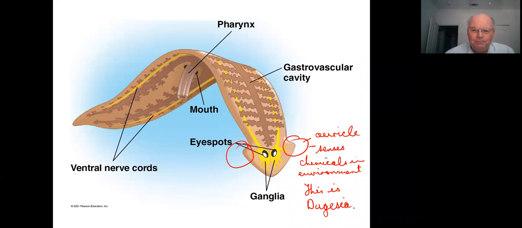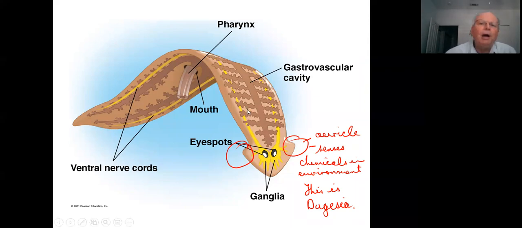And so when a planarian is on the hunt, like that flatworm that chases down earthworms, you can actually see it moving its head backwards and forwards and sensing the chemicals that have been left behind by the earthworm. And this provides the flatworm with the information that it needs to zero in on the location of the earthworm.